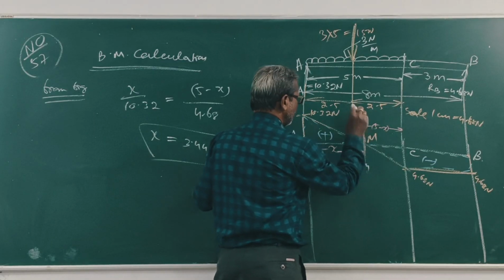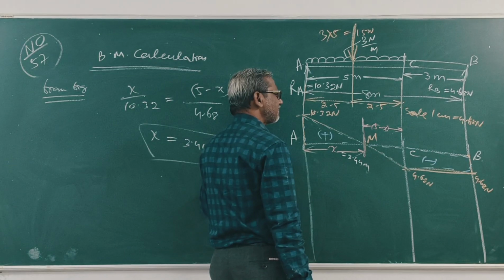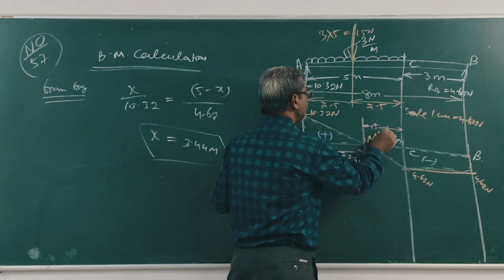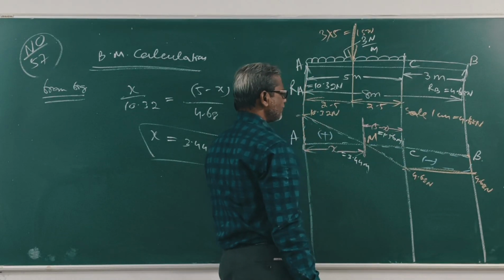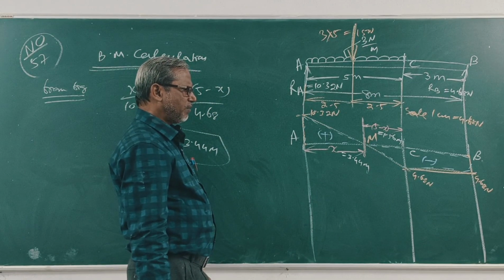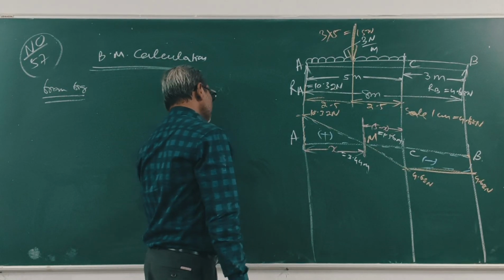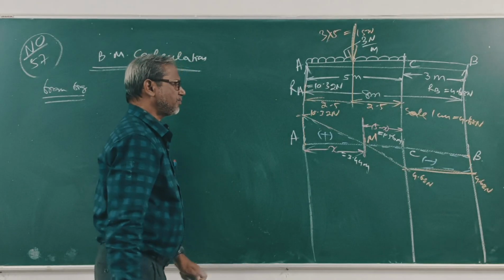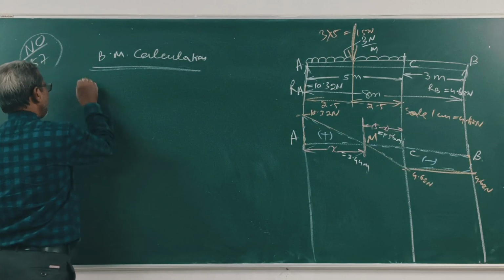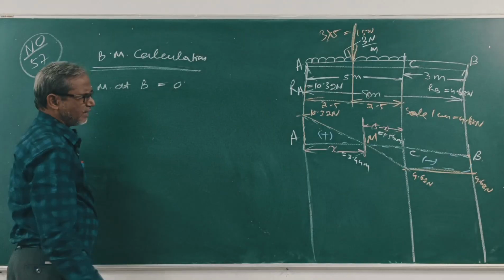So what is this value? 5 minus 3.44 means 1.56 meter. Clear? Now calculate the bending moment. BM calculation. Bending moment at B is 0. Right?